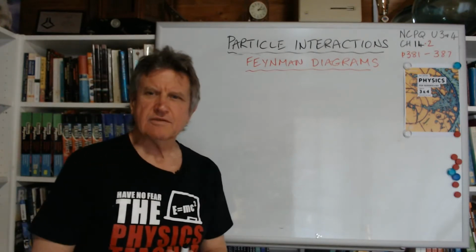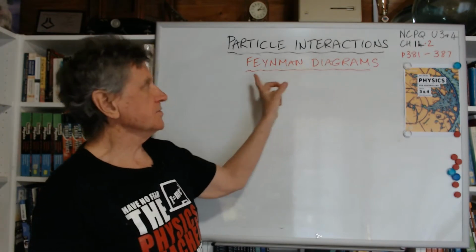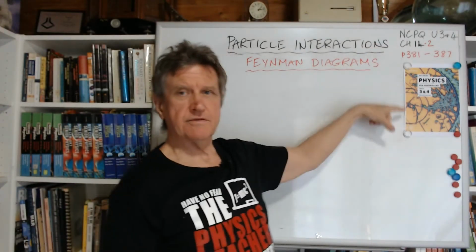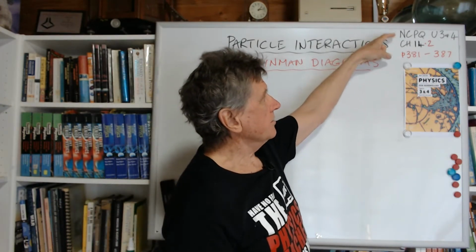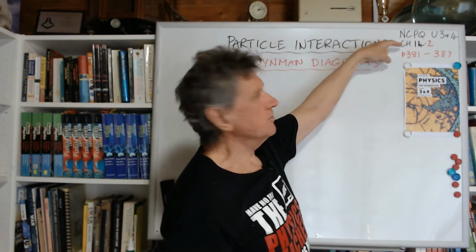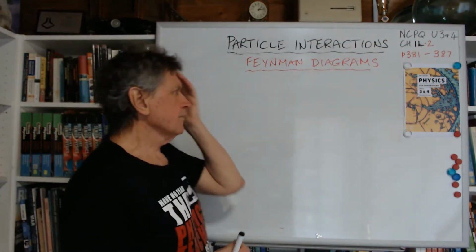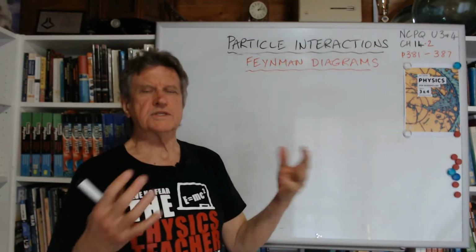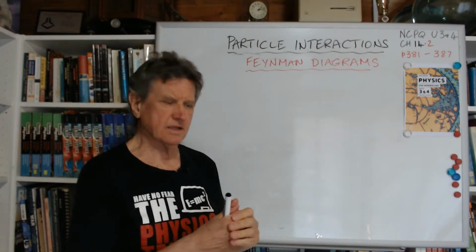I want to have a look at the next topic in particle interactions. Now this one's called Feynman Diagrams. I've put the reference there for this textbook here. So for my textbook, the New Century textbook, chapter 14.2, and there's the page numbers that I'm going to be dealing with. Now, Feynman diagrams, just quite simply, are just pictorial or graphical representations of particle interactions.